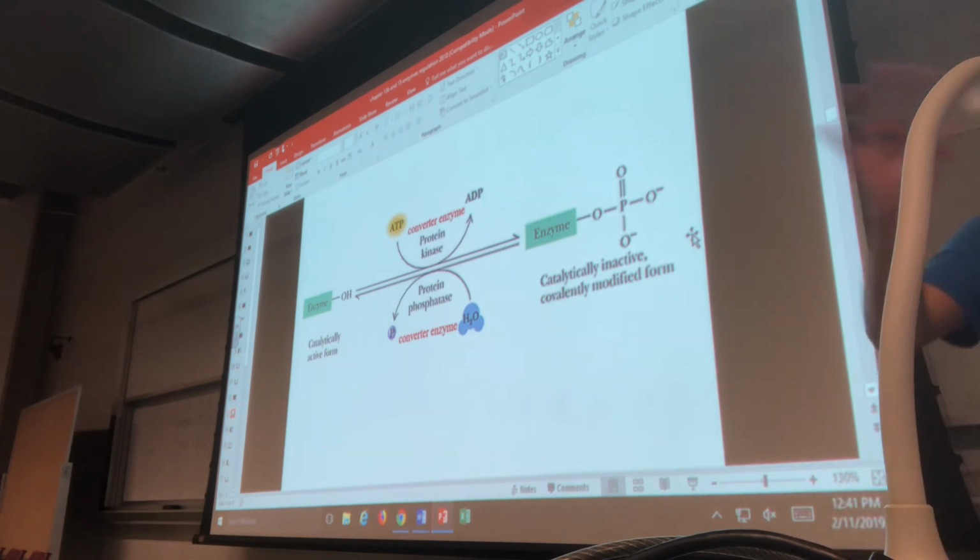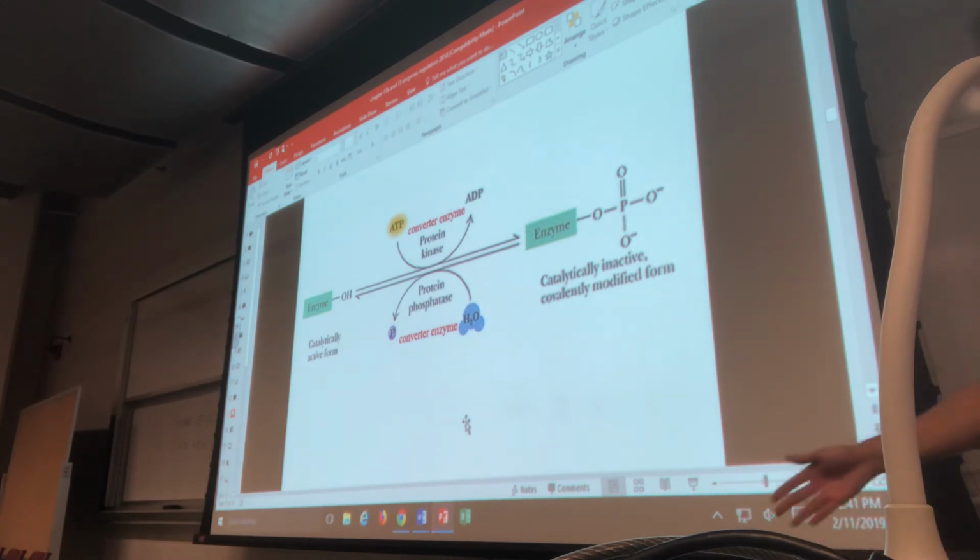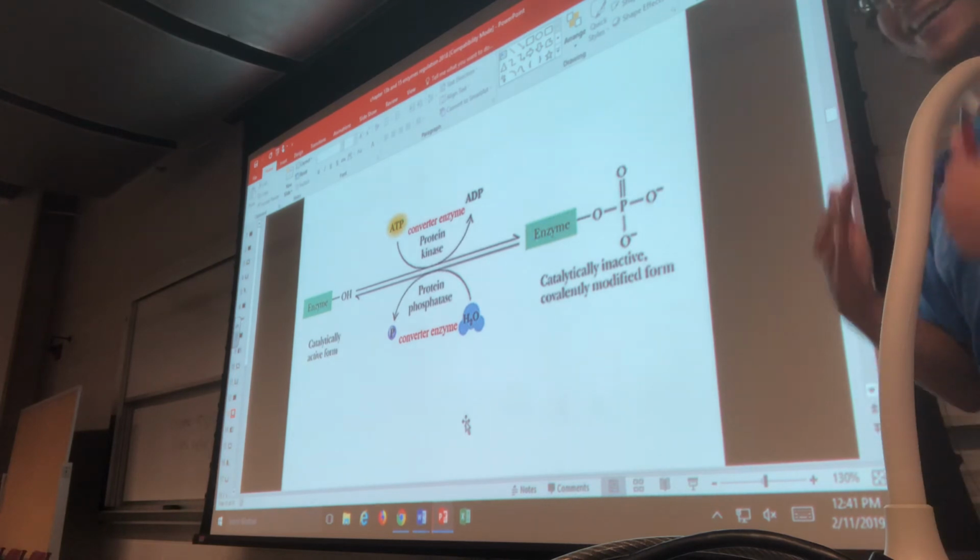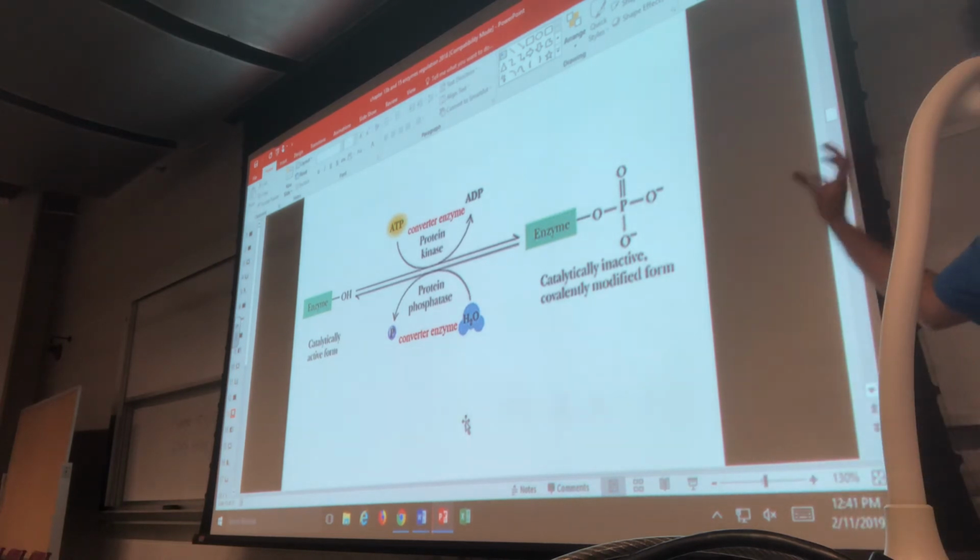Okay? That's not true 100% of the time. Sometimes you actually have to remove the phosphate to make it go faster, but don't worry, you're not asked to memorize a million enzymes and figure out which ones are turned on with phosphate and which ones are turned off with phosphate. You don't have to worry about that. Bottom line is that covalently modified enzymes change their activity by the covalent addition or removal of a phosphate. Why could that be?